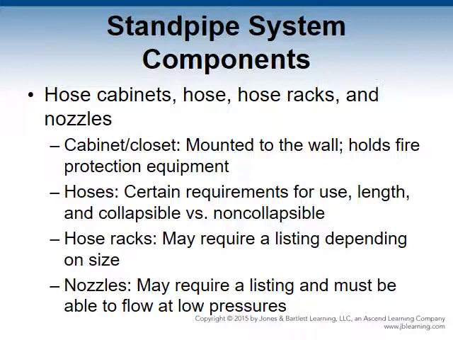Hose racks. If they hold a 1.5-inch hose, they are required. If smaller diameter, the hose mounts on a continuous flow reel. Nozzles. If installed on a Class 2 system, they require listing and must be able to flow at low pressures so that untrained occupants can use them.